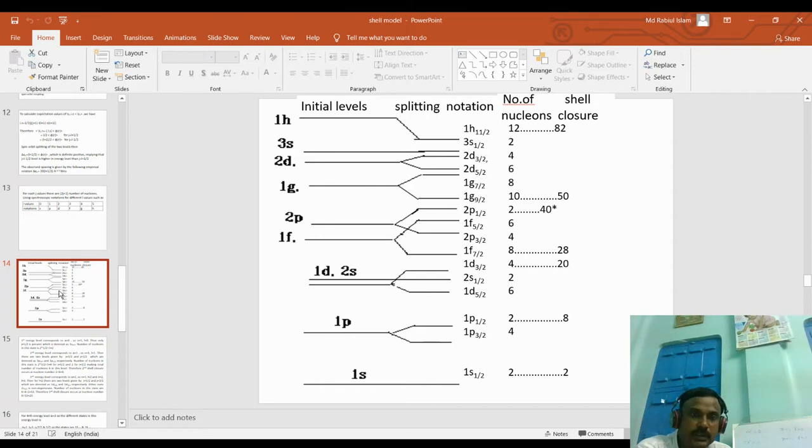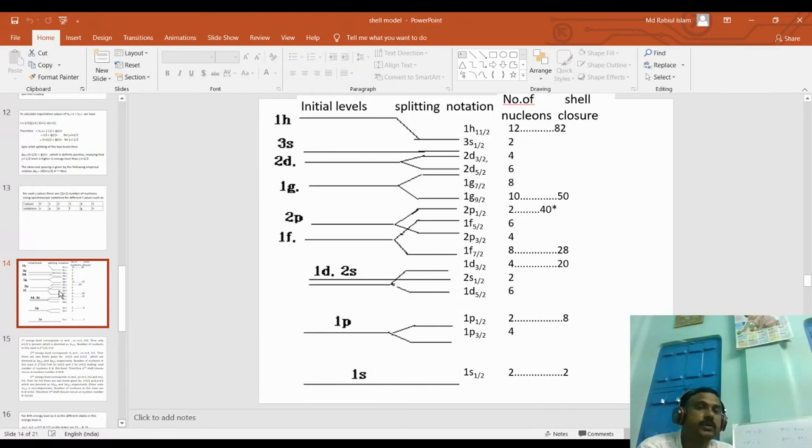Splitting is increased as we go to higher values of L. If you consider the 1f 7/2 energy level, this level has been lowered so much that it forms a separate level, and it contains 8 nucleons, because the j value is 7/2 and the number of nucleons will be 2j plus 1. 2 into 7/2 plus 1 will be 8, and the shell closure will be 28, which is a magic number.